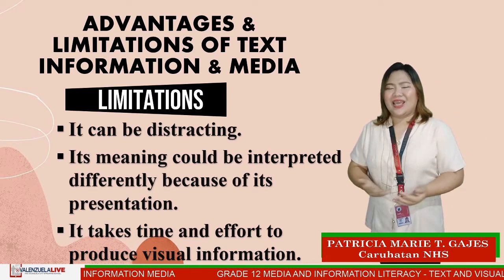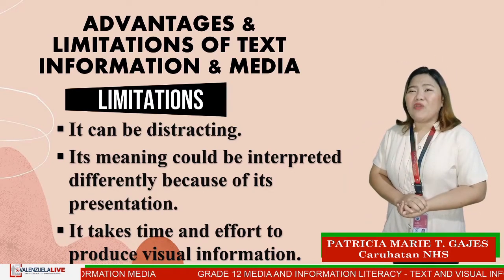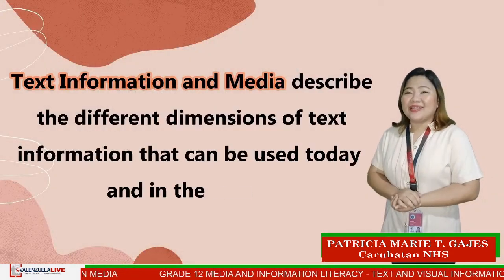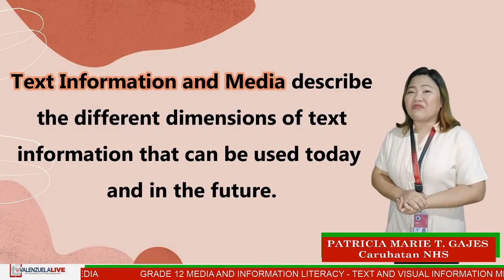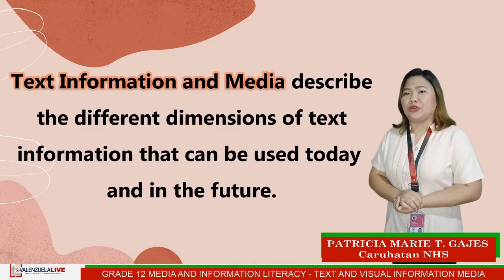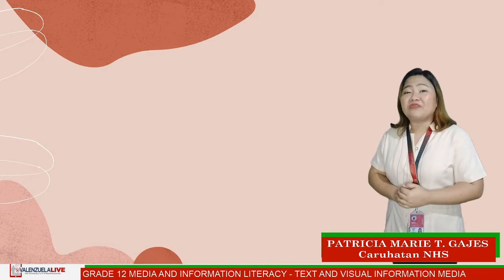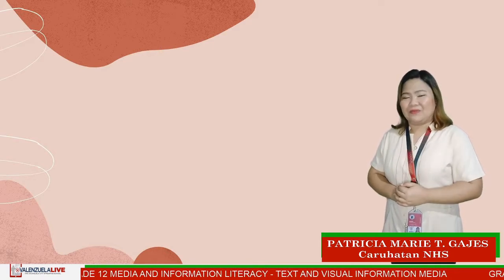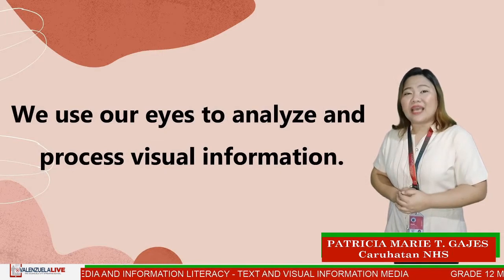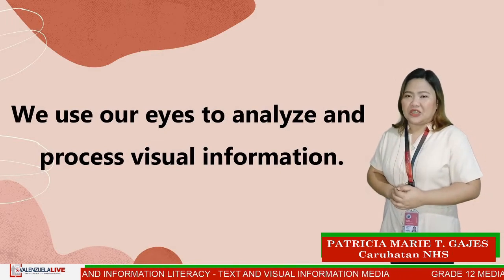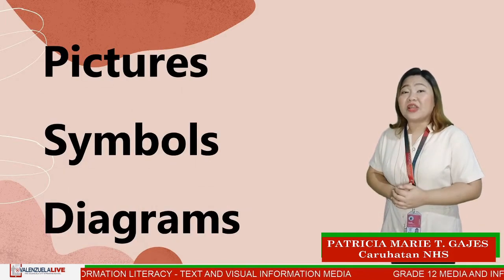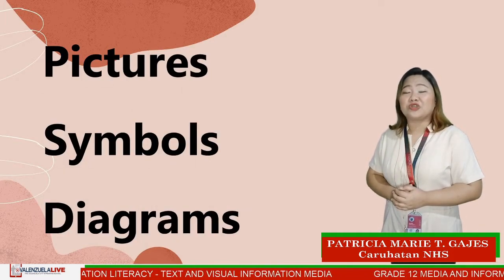Okay, in today's discussion, we have just learned that text information and media describe the different dimensions of text information that can be used today and in the future. People acquire text information through reading. Furthermore, we use our eyes to analyze and process visual information. Pictures, symbols, and diagrams are examples of visual information and media.